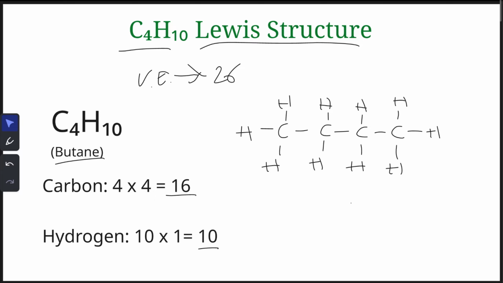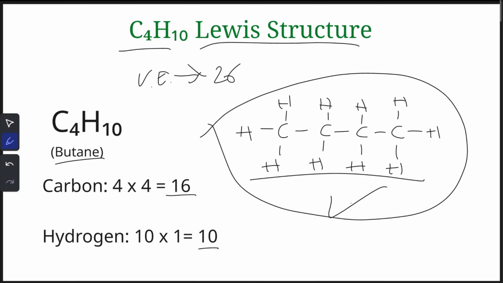There are no lone pairs on any carbon atom, so the Lewis structure is complete. Therefore, we can conclude that this is the final Lewis structure for butane.